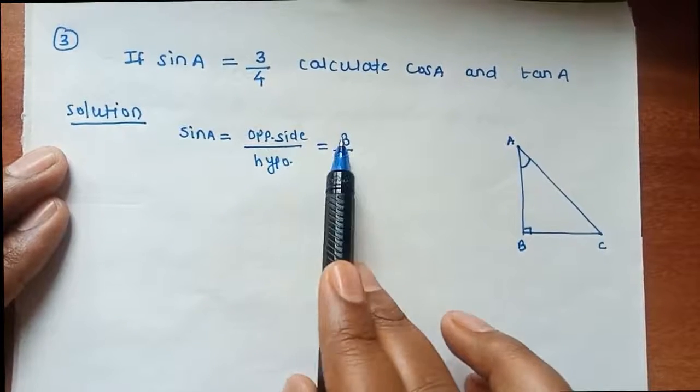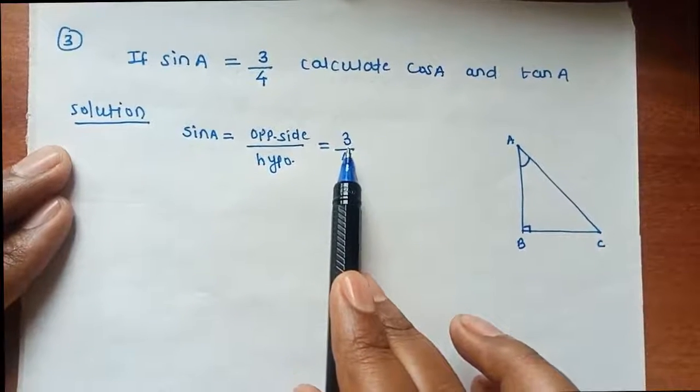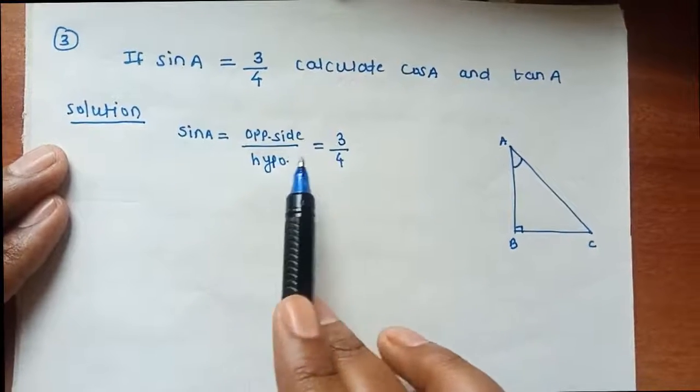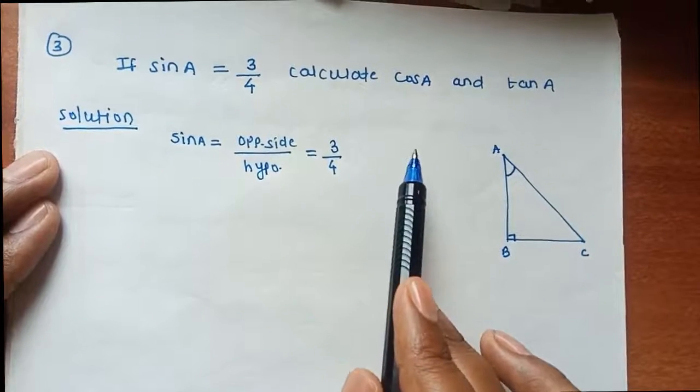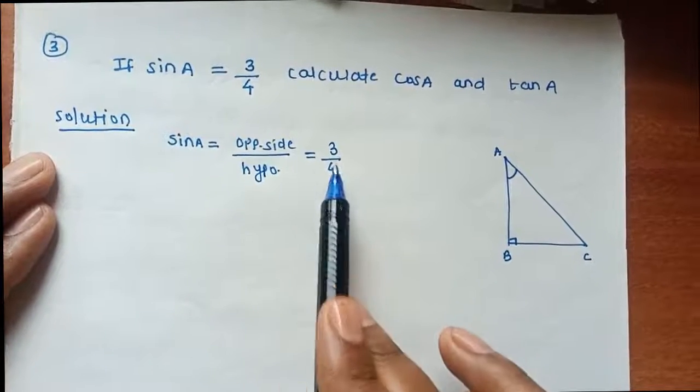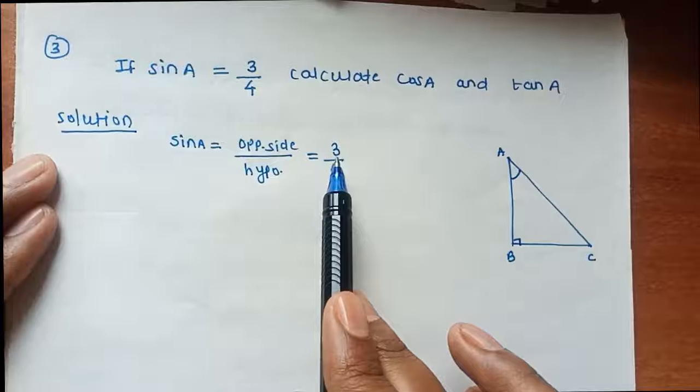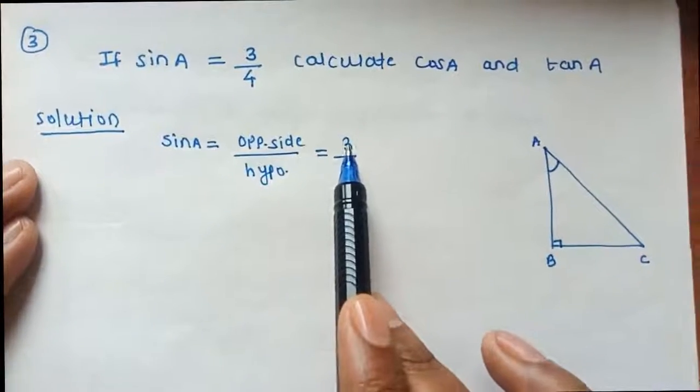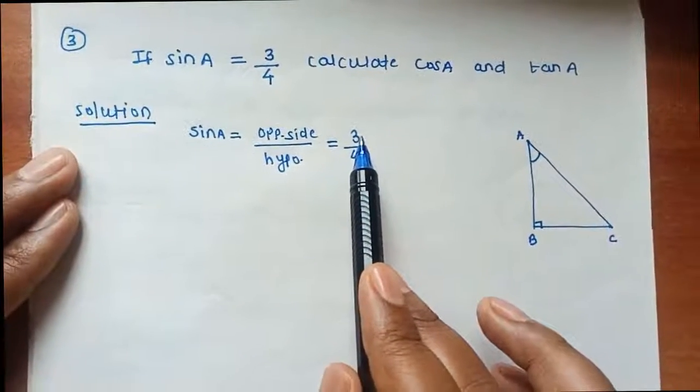But this opposite side is not 3. They have given it in terms of ratio, that is not the number. It's not like AB is equal to 4 or AB is equal to 6, something they have given. This is given in the ratio, so we cannot take directly 3. We should take this number in proportion. Proportion means I should multiply this number with a constant.